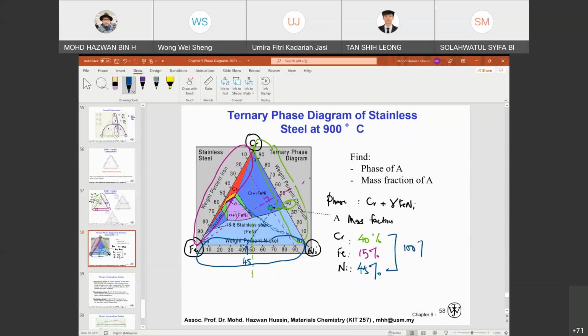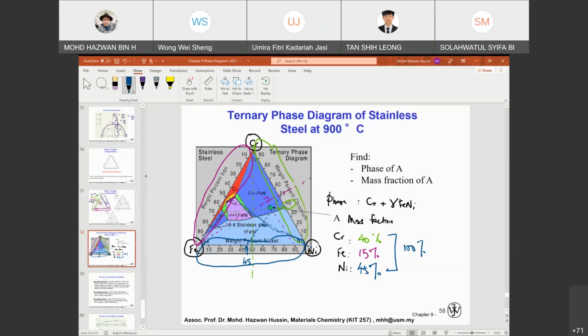Okay. Right. So this is actually the importance. If you identify the mass fraction of each individual element, you have to make sure that the sum is equal to 100%. So later on you can check the link that I gave to you just now, and play around with the simulation.